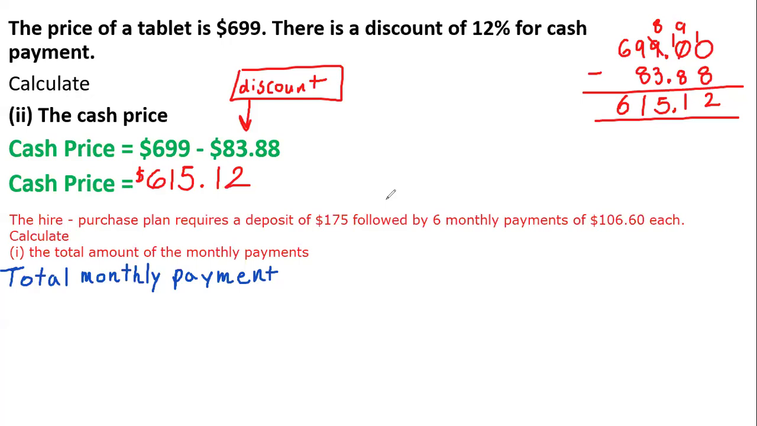All right. So total monthly payments is going to be equal to what? 6 multiplied by what?